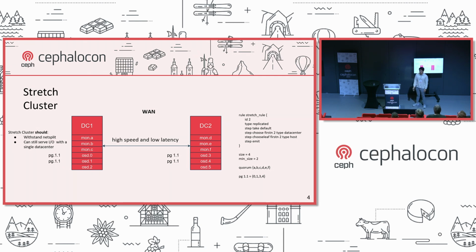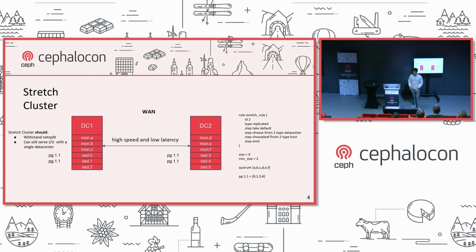On the right-hand side, I've included the stretch rule, which is the crush rule for a 2-site stretch cluster. So basically what the rule says is that when you write the data, you pick 2 data centers. And you basically write 2 copies of the data to each data center. So the replication size here is 4. And the minimum size of replication for a PG to be active is 2.